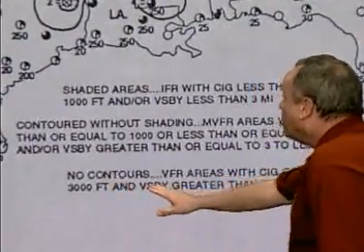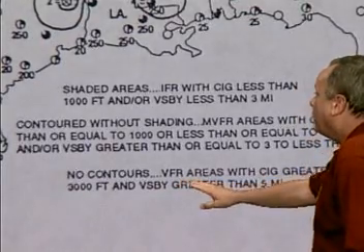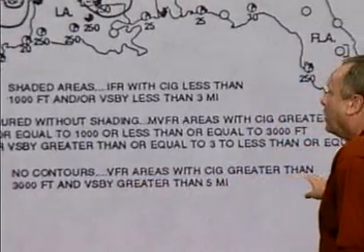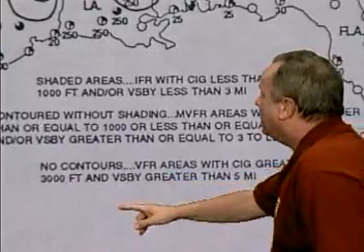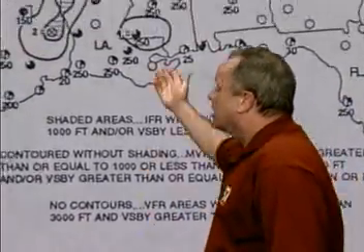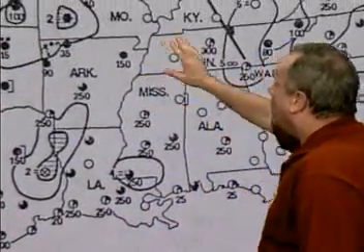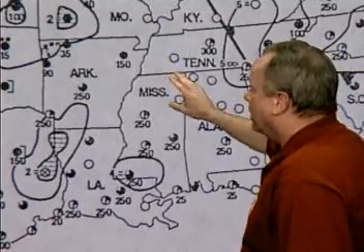First of all, let's take a look at no contours down here. That's VFR. That's areas with ceilings greater than 3,000 feet and visibility greater than 5 miles. Let's take a look at that. If you look at an area with no contours around here, that's just plain old VFR weather.